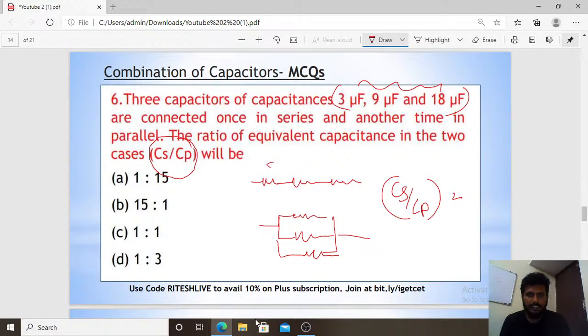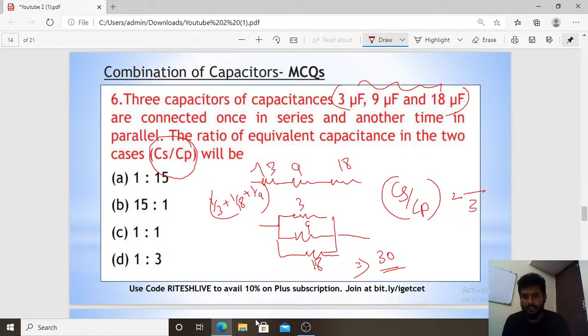When they are connected, that is 3, 9, 18, you will get the value of 1 by 3 plus 1 by 18 plus 1 by 9, whole inverse, right? And similarly here, 3, 9 and 18 direct plus, that is 18 plus 9, 27, 27 plus 3, that is 30. Okay, CP value you got 30. And here how much will you get?